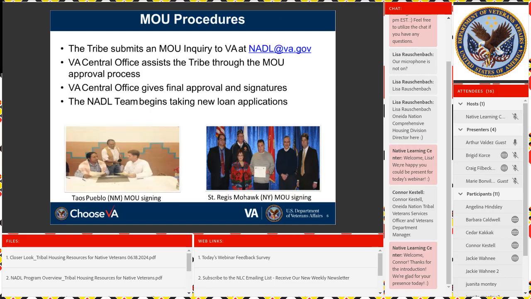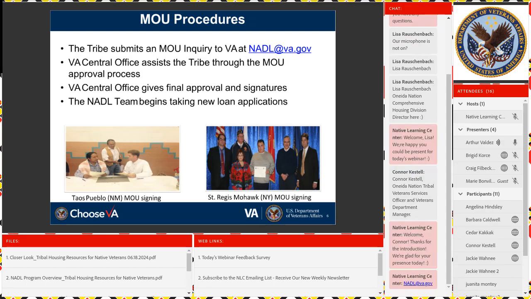Again, the tribe will submit an MOU inquiry to VA at NADL and VA.gov. The VA Central Office will assist the tribe through the MOU approval process. Again, MOU, Memorandum of Understanding. The VA Central Office gets final approval and signatures, and the VA team begins taking new loan applications. Again, a lot of times they'll have an MOU signing ceremony, as you can see below, because it does open the doors to your Native American veterans to be able to get these low interest, no down payment loans. So it's kind of a really big deal.